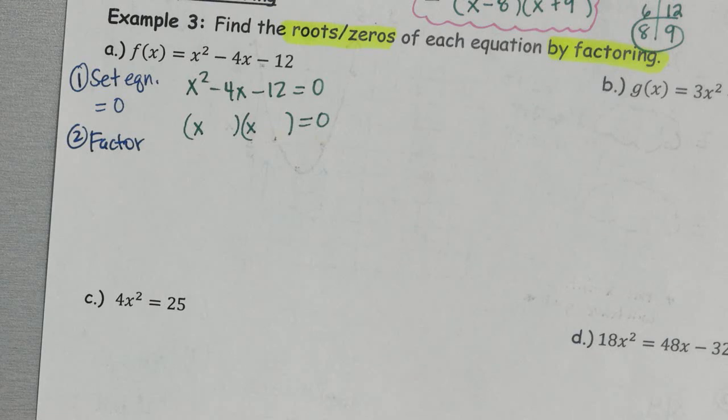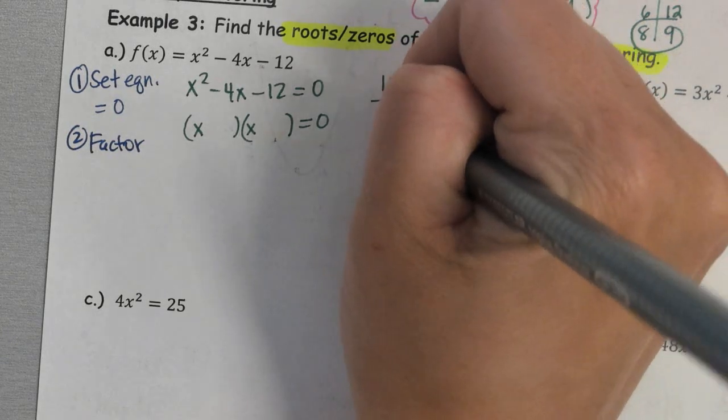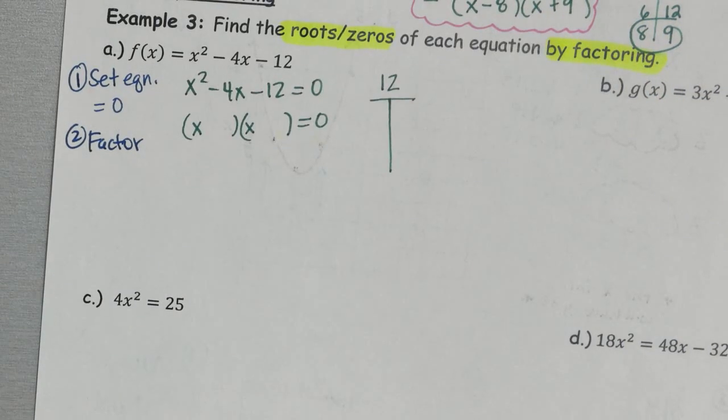All right. Now, you know that they have to multiply to negative 12, right? So, Sam, can you tell me what the signs are going to be for this one? Not the numbers, but the signs.